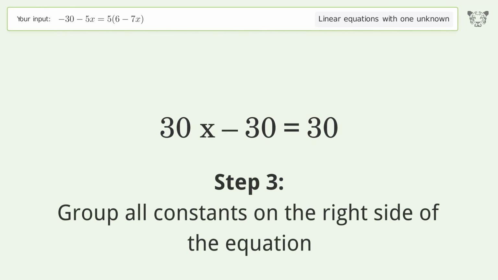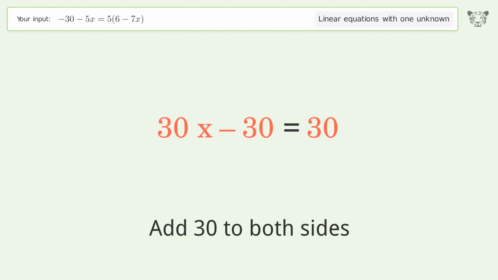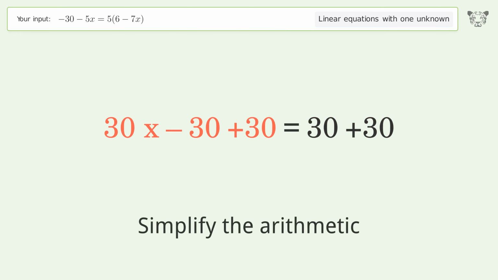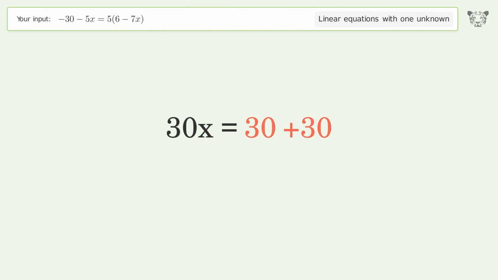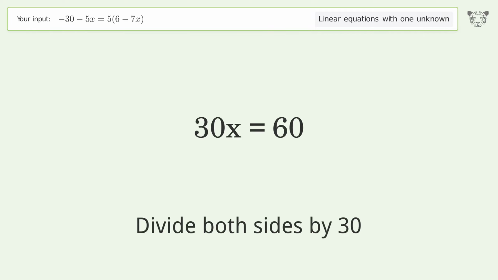Group all constants on the right side of the equation. Add 30 to both sides. Simplify the arithmetic. Isolate the x. Divide both sides by 30.